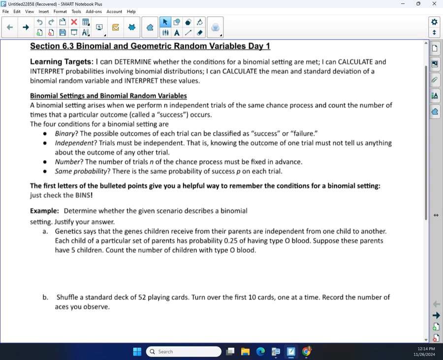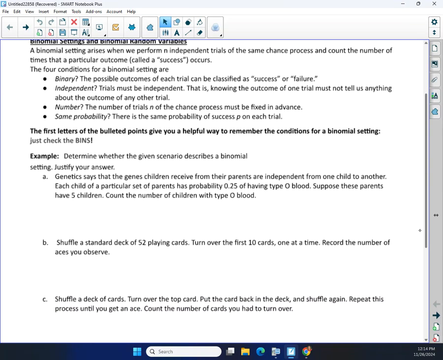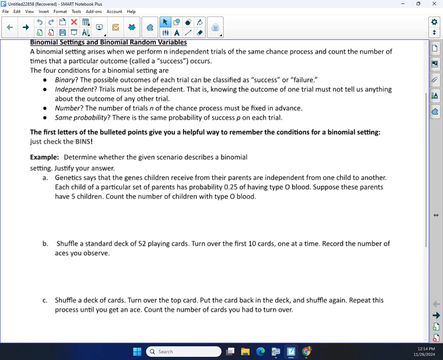The first letter of the bulleted points give you a helpful way to remember the conditions for binomial. You check BINS, B-I-N-S. So hopefully that helps you remember how to check. I know we have a lot of acronyms. Determine whether the given scenario describes a binomial, and then justify your answer.